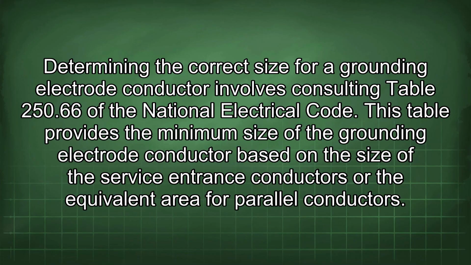Determining the correct size for a grounding electrode conductor involves consulting Table 250.66 of the National Electrical Code. This table provides the minimum size of the grounding electrode conductor based on the size of the service entrance conductors or the equivalent area for parallel conductors.